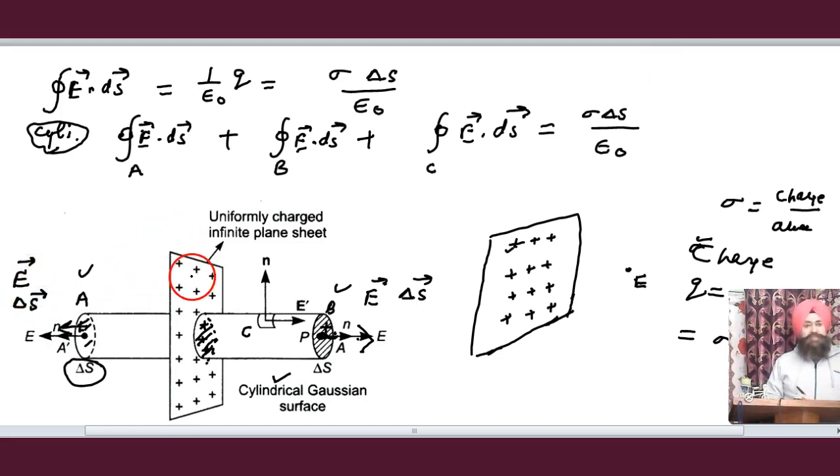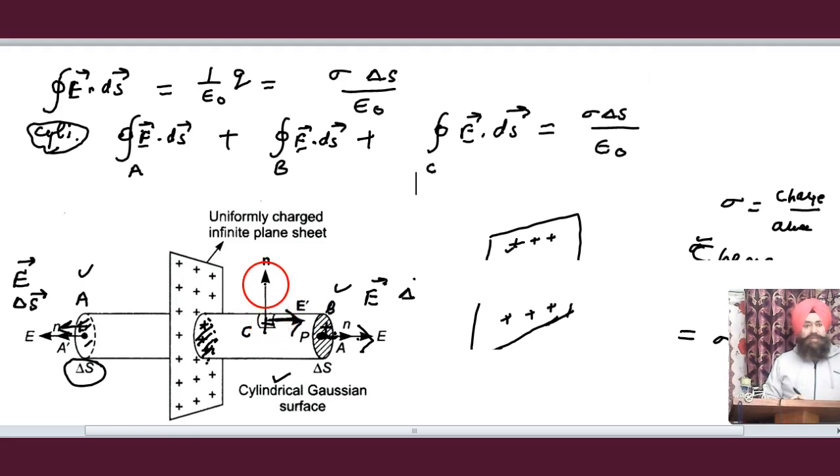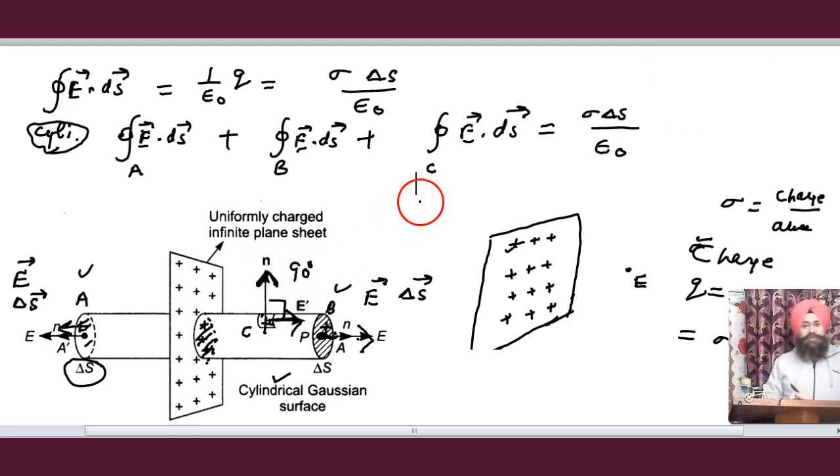Now coming to the curved part, if you put a unit positive charge here, it will go along this side because of the positive sheet. But the area vector of the curved surface is perpendicular to the curved surface, along this side. So the angle is 90 degrees. So for C, the angle between E and dS is 90, and the dot product becomes cos 90. Cos 90 is 0, so there is no contribution.